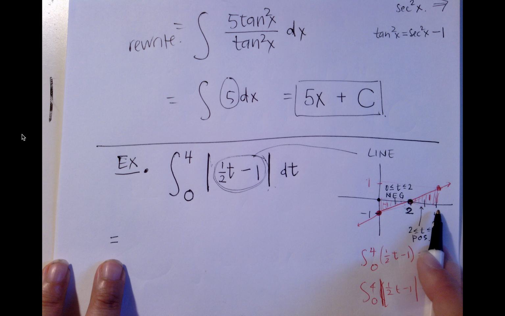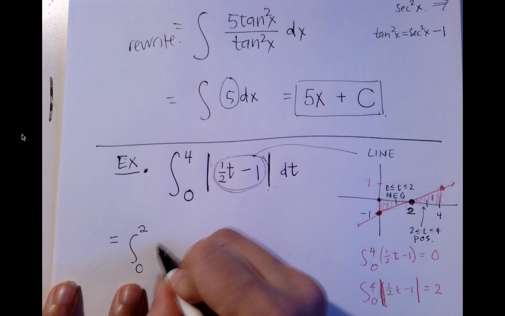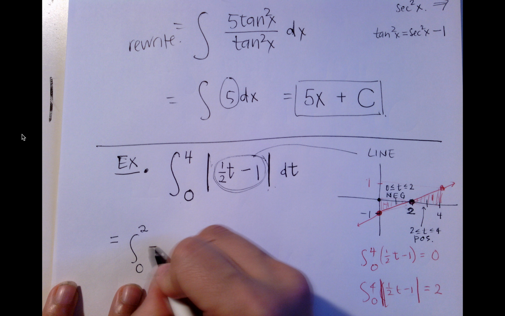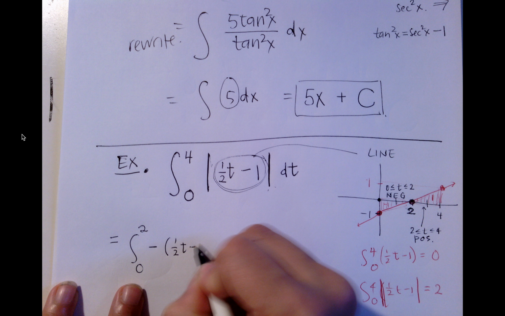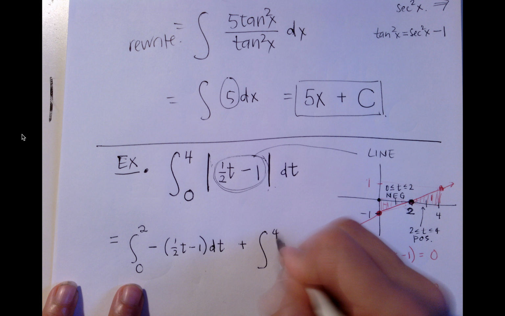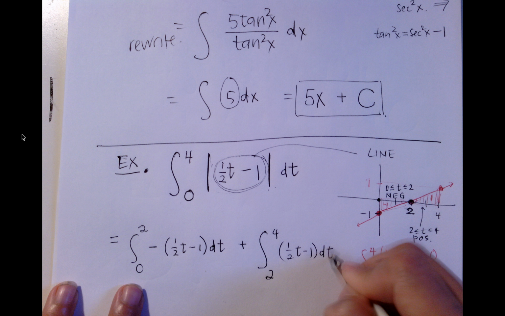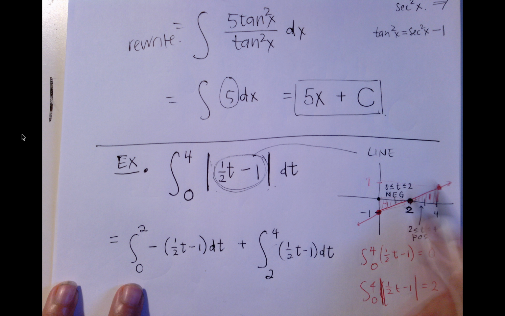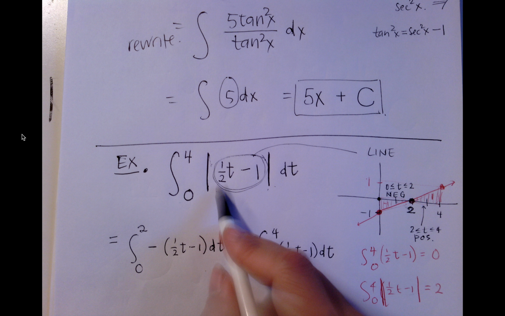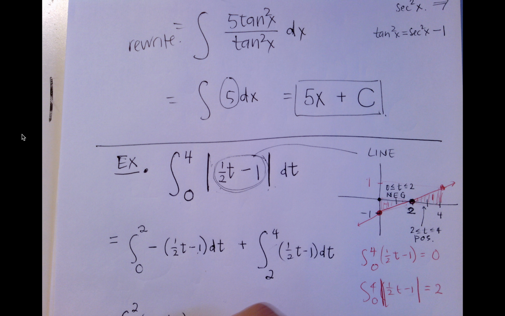So for instance, I'm going to break this into the integral from 0 to 2, where my line is negative. So instead of writing 1/2 t minus 1, I'm going to write the opposite, since the absolute value is given by the opposite of this. And then I'm going to add the integral from 2 to 4 of 1/2 t minus 1, because on this interval the function is positive, so the absolute value is just equal to 1/2 t minus 1. So now I'm just going to write this as 1 minus 1/2 t dt.